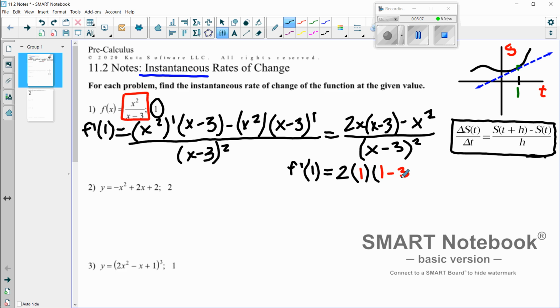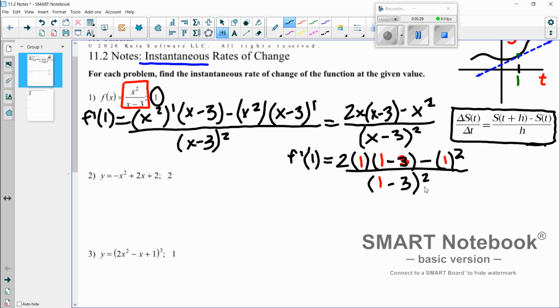And you know what? I wanted black there, and it didn't switch. Okay. Minus 1 squared all over 1 minus 3 squared. So that's what we would plug into your calculator, right?